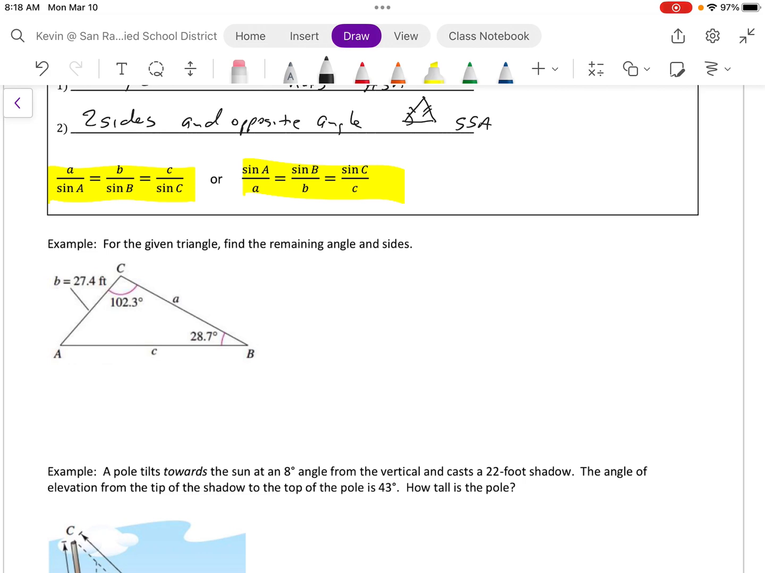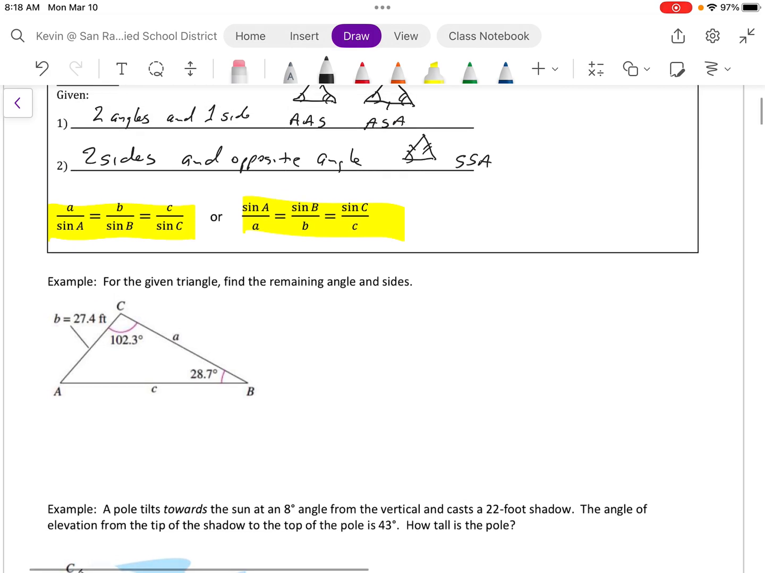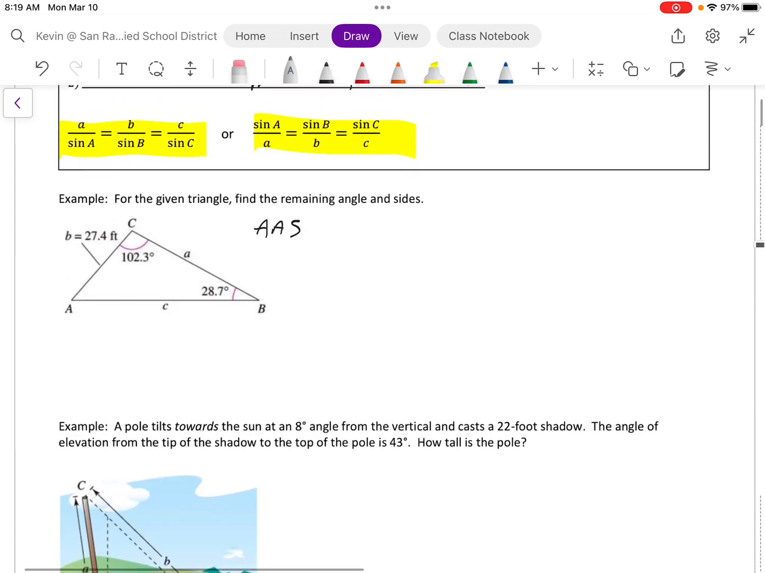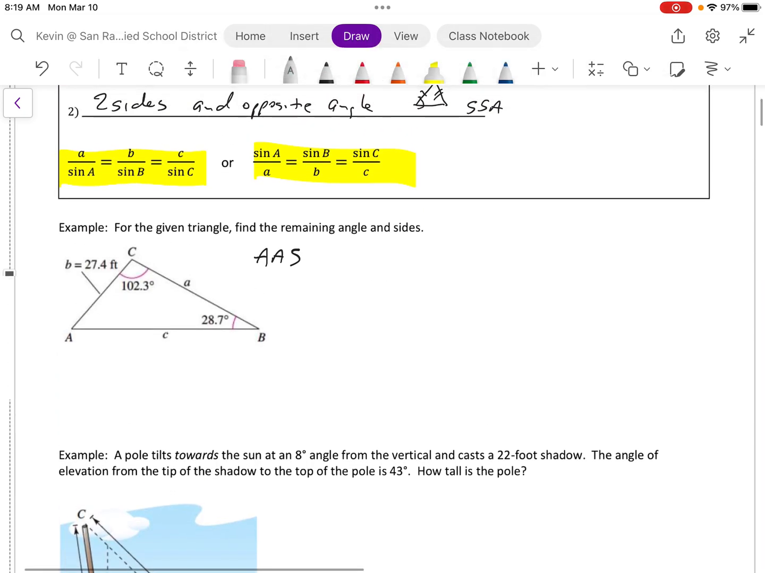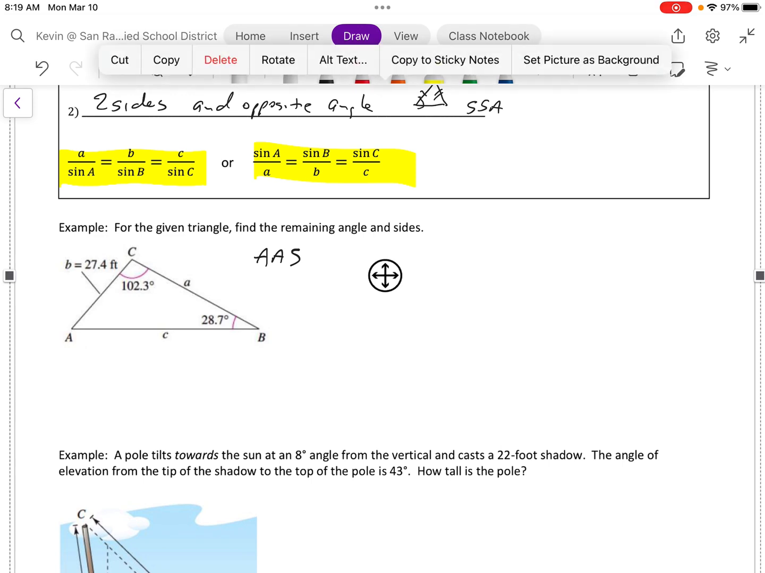All right, so let's see. Here we have a triangle. We have a side. This is sort of a side and two angles, right? So angle, angle, side. Okay. And we're going to put the corresponding pieces together. Let's take the stuff that we have. We know B, so angle B.